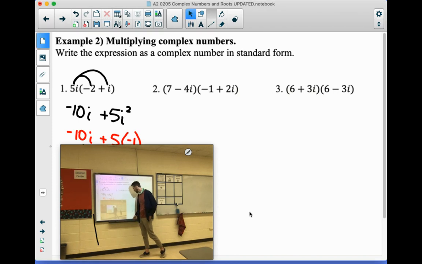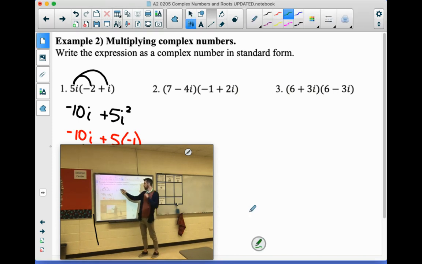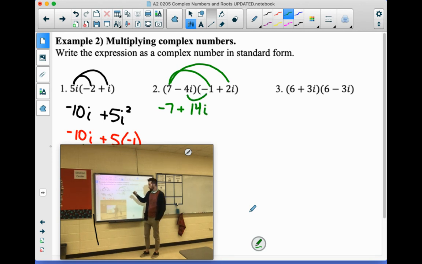Okay, now we got to FOIL this one. So first terms, 7 times negative 1 is negative 7. Outside, 7 times 2i is 14i. Inside, negative times negative goes positive, 4i times 1 is 4i. And last, negative times positive is negative, 4i times 2i is 8i squared.